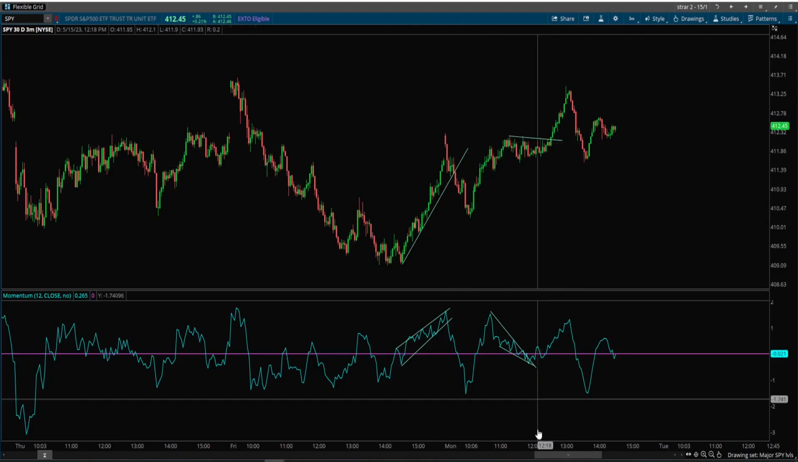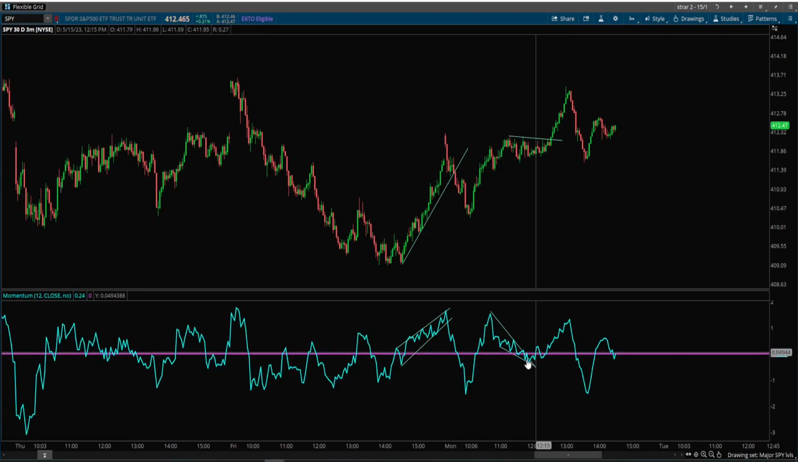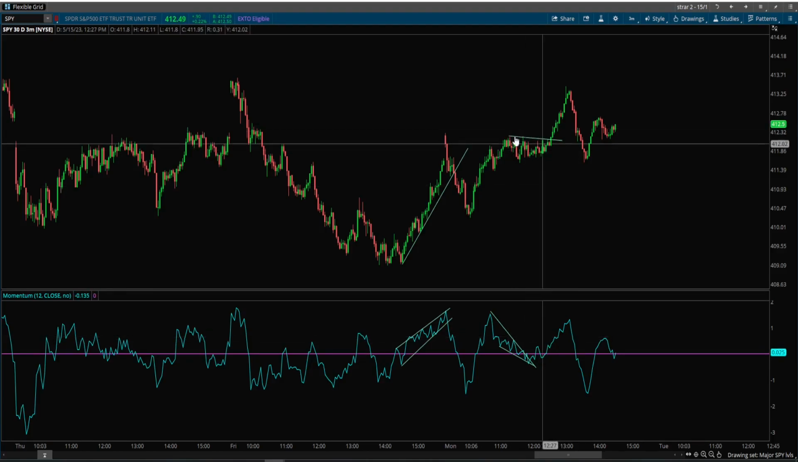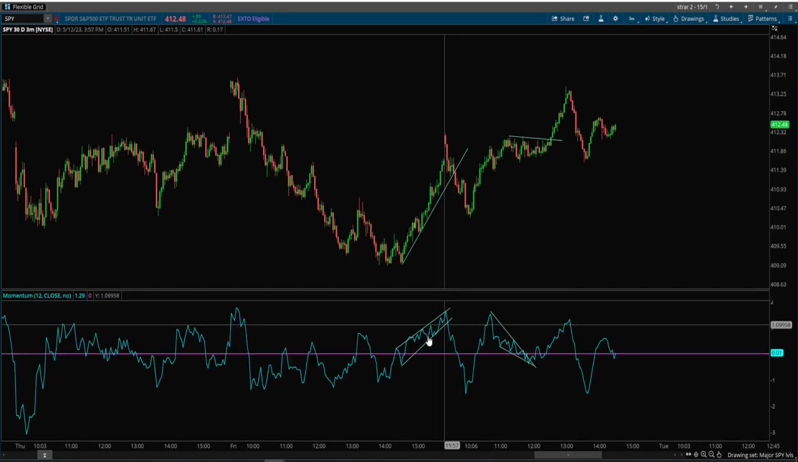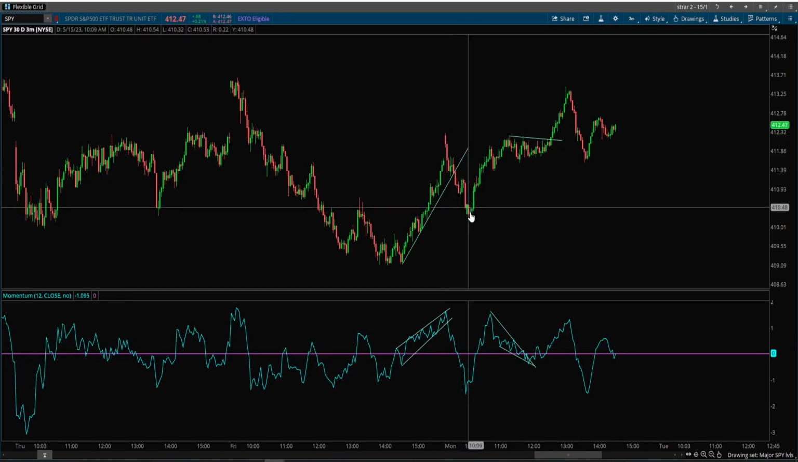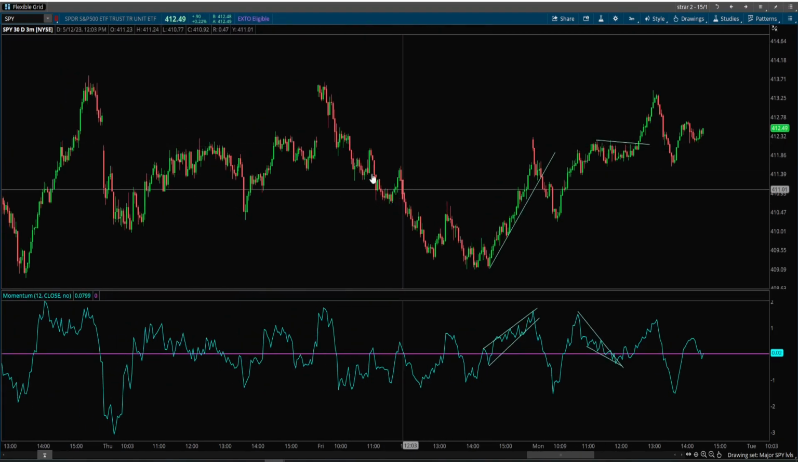Like if there's a bullish reversal, like a breakout in momentum to the upside, that's most likely going to lead to a bullish move in the price. But if there's a bearish breakdown, right, to the downside, that's typically going to lead to a bearish move in price, right?